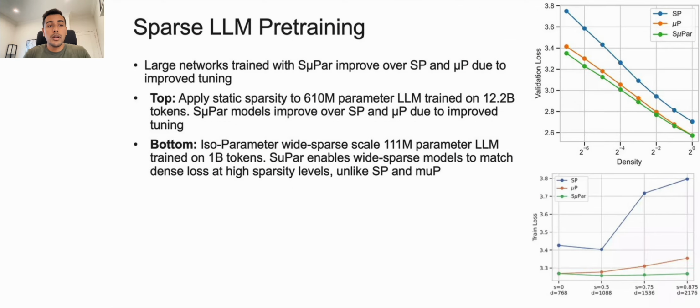Next, we apply SuPar to sparse large language model pre-training. We show that SuPar achieves superior losses to the other parameterizations when training sparse models, and the gap between the parameterizations is growing as you increase the sparsity level. In the top, we have a 610 million parameter language model trained on 12.2 billion tokens. And as we sparsify this model, we show that SuPar is achieving superior losses. Similarly, on the bottom, we have a 111 million parameter model trained on 1 billion tokens. And we increase both the width and the sparsity together such that the number of parameters is roughly 111 million. And we show that also in this setup, SuPar achieves superior losses.